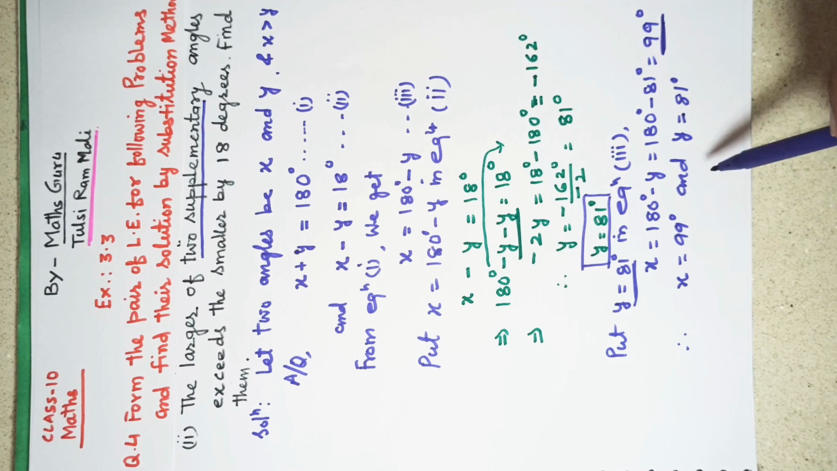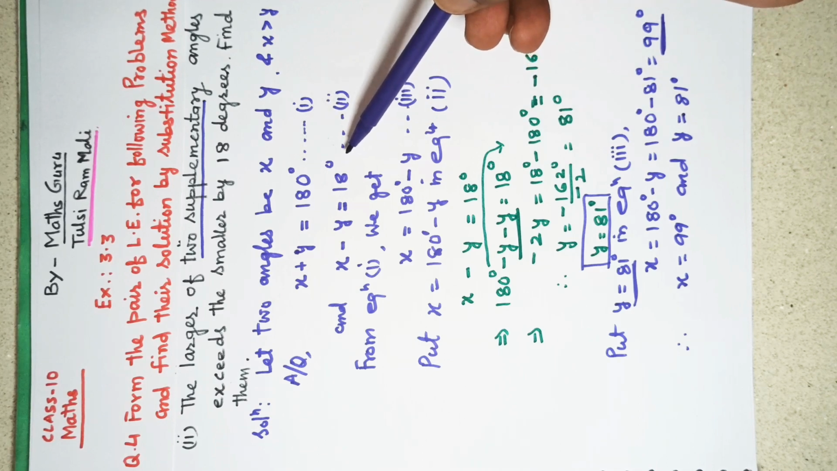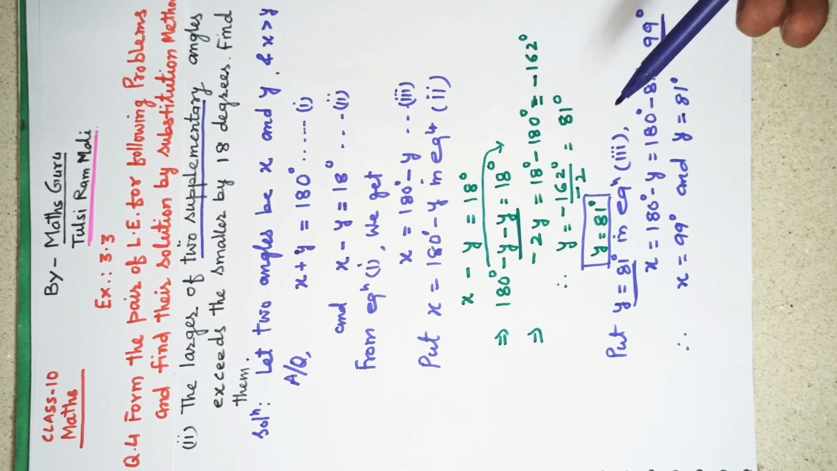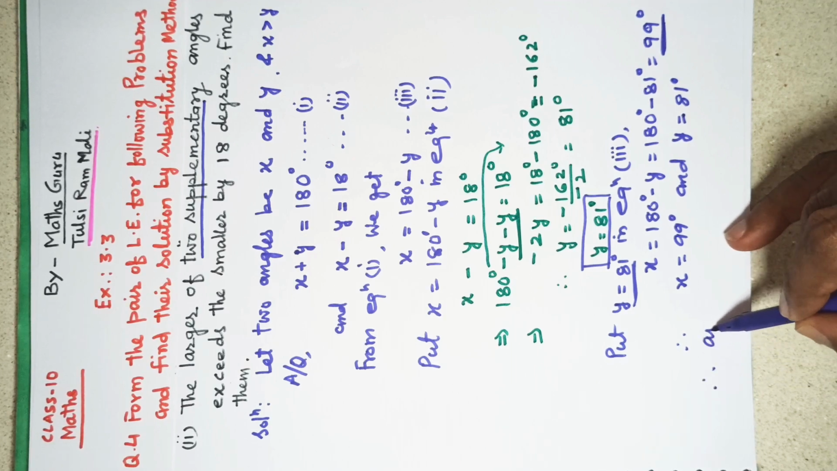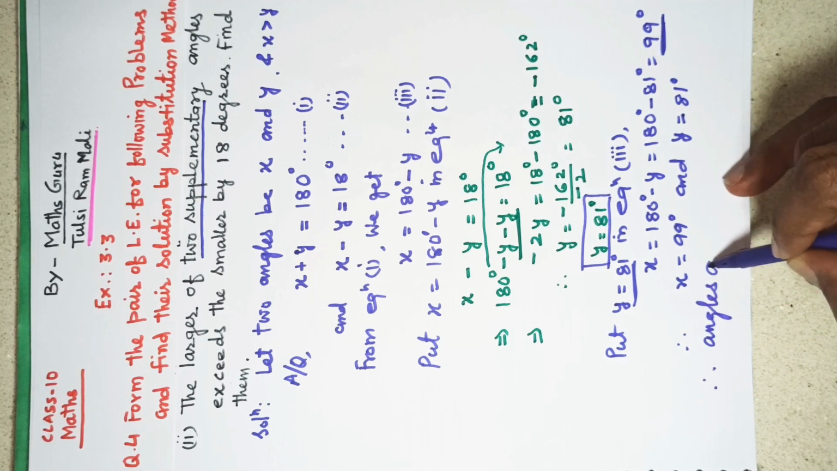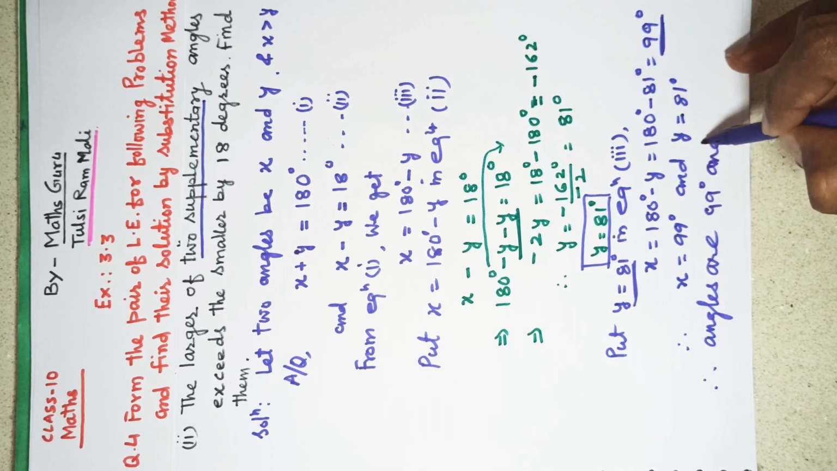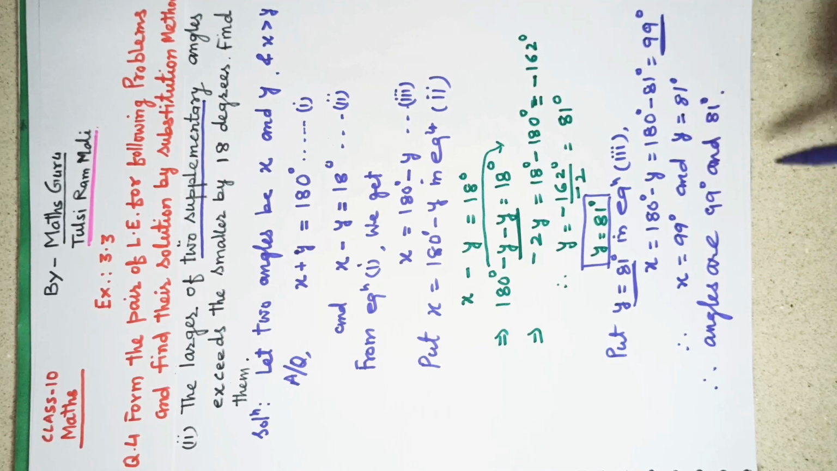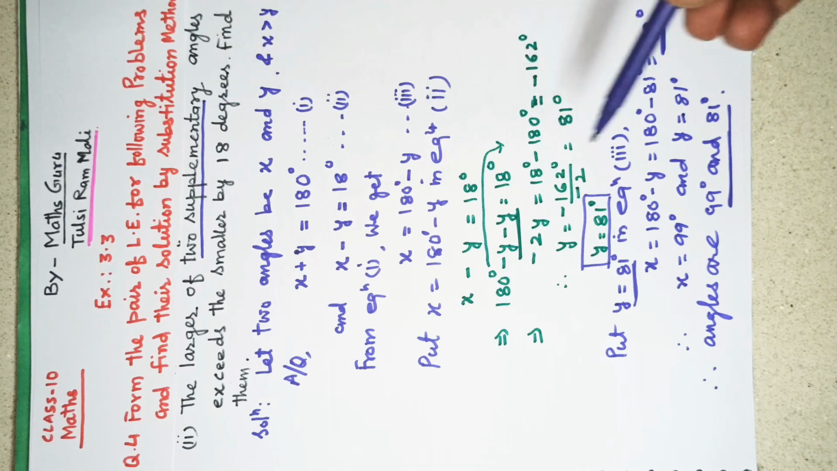This is the solution of these two equations. So therefore the angles are 99 degrees and 81 degrees. See, sum of these two angles is 180 degrees. It means these two angles are supplementary angles. Like this you can solve this problem.